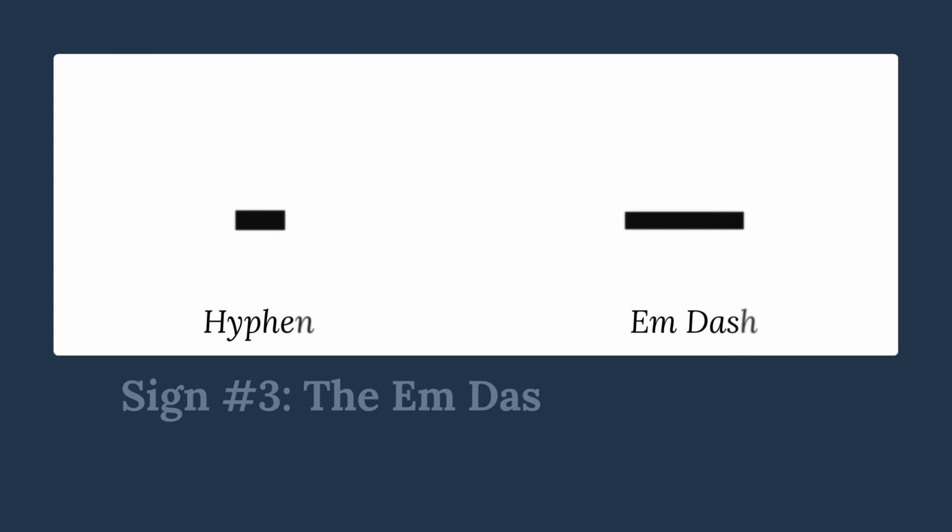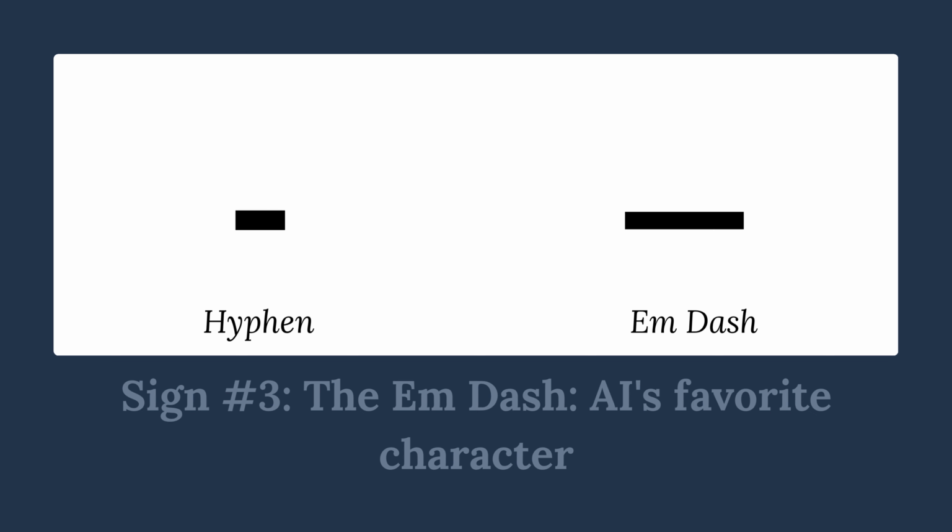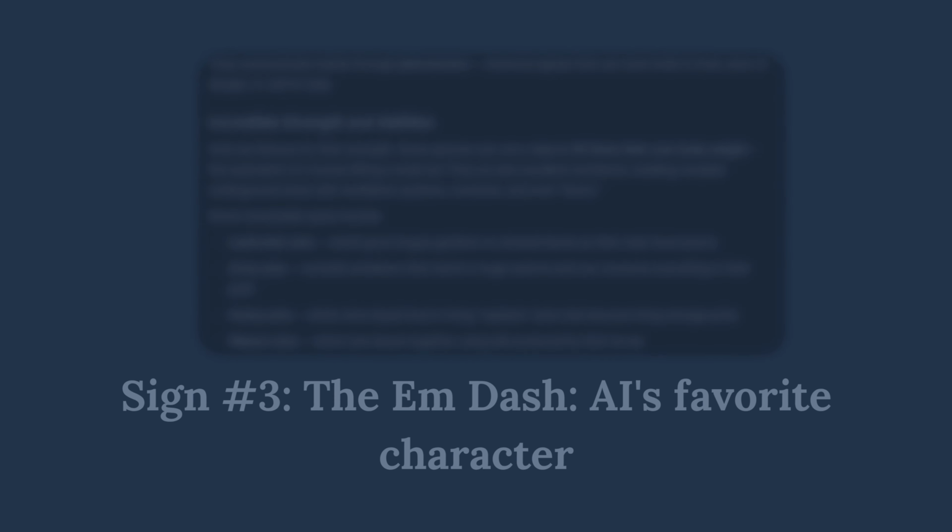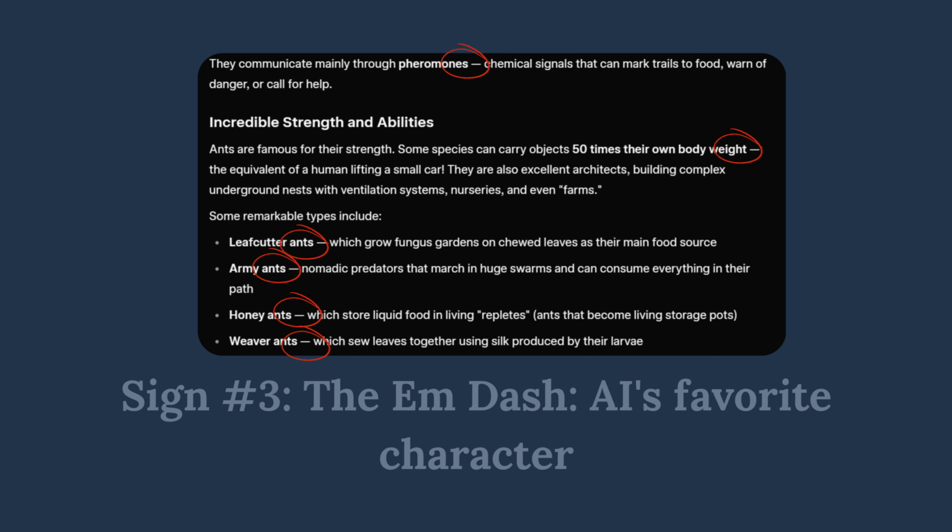Sign number 3, and this one is subtle. The long dash, the M dash. See the difference? AI uses the M dash constantly, in almost every sentence. Real people almost never use it. Most don't even know how to type it. Next time you read an AI text, look for it. Once you see it, you can't unsee it. The fix? Replace it with a comma, a normal dash, or restructure the sentence.